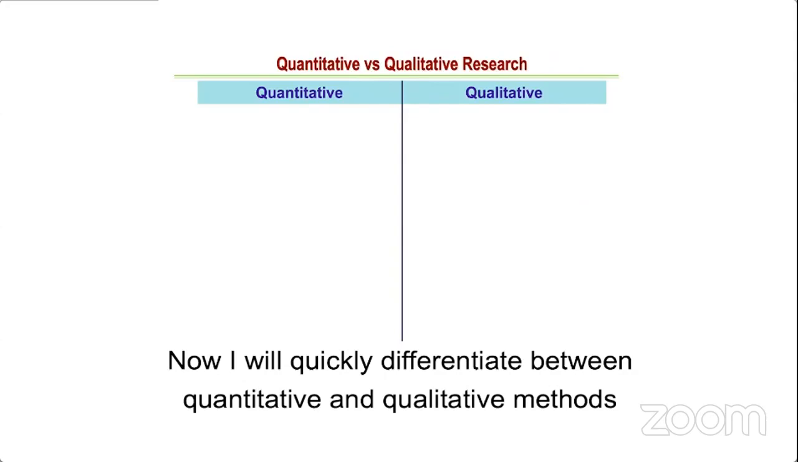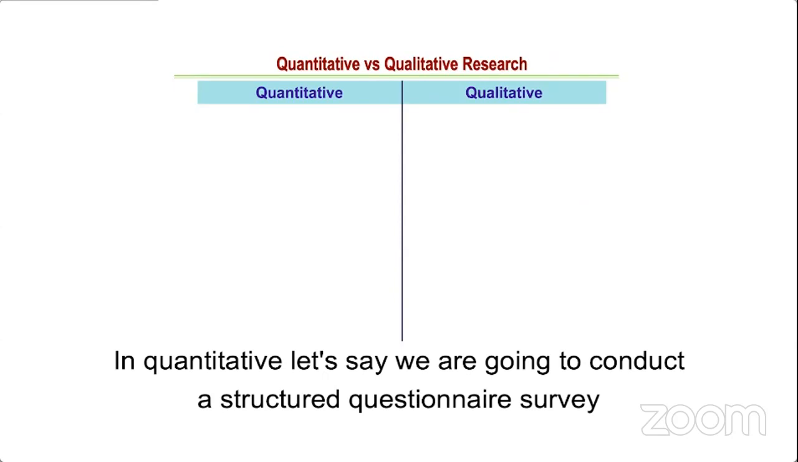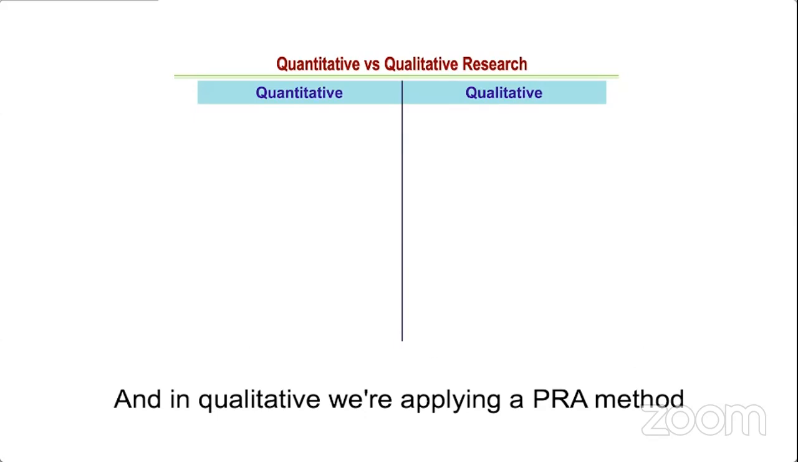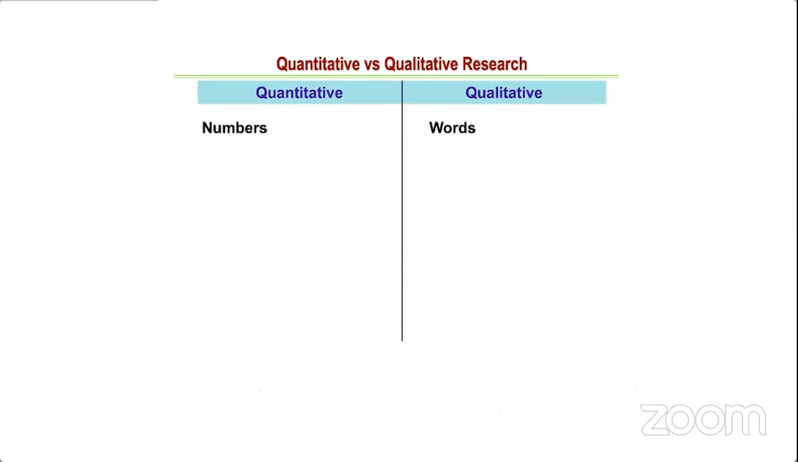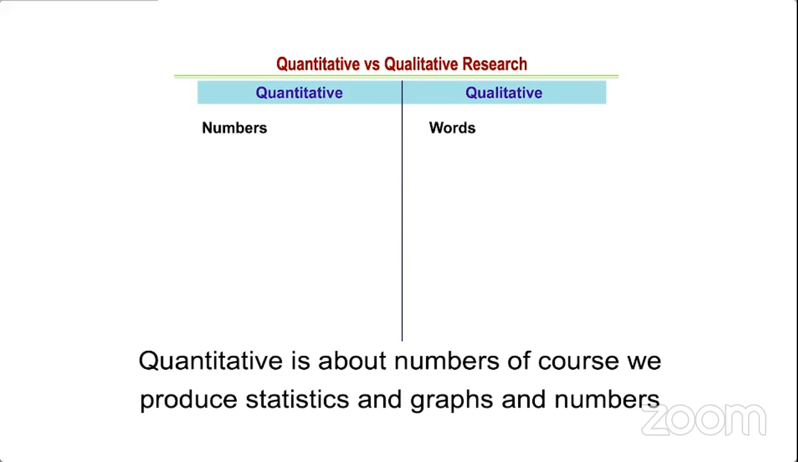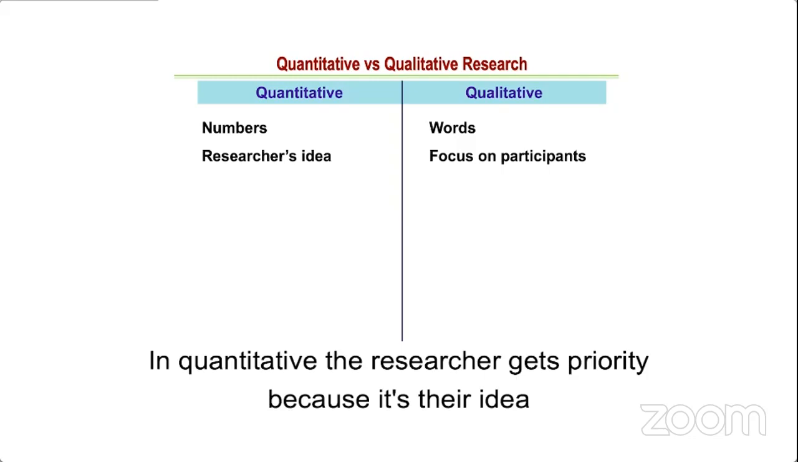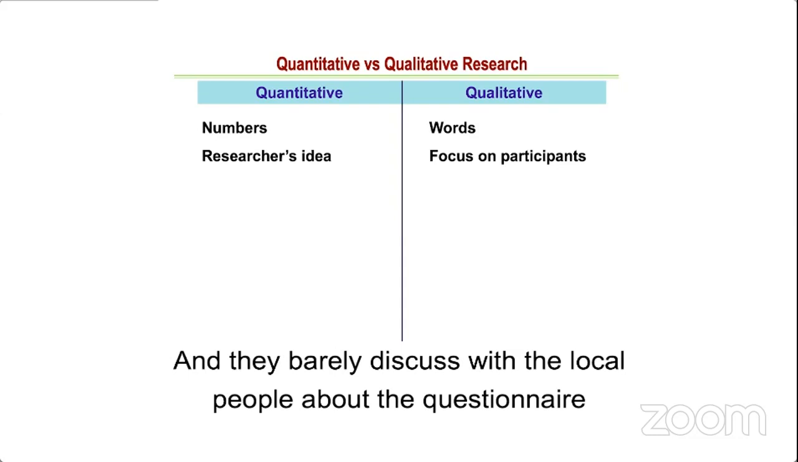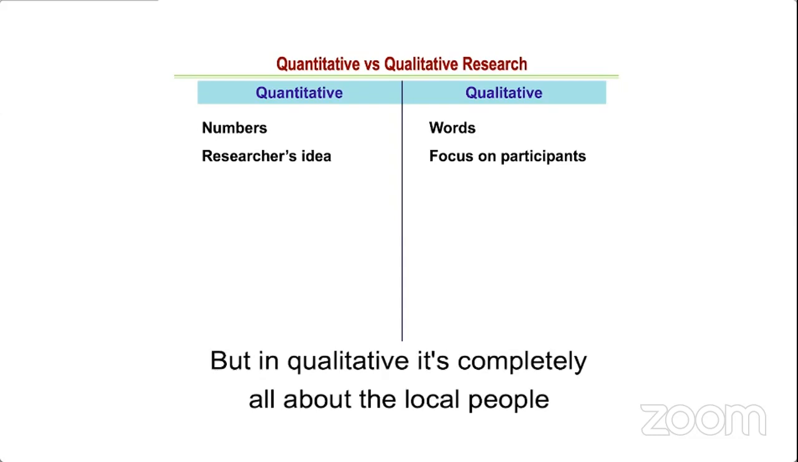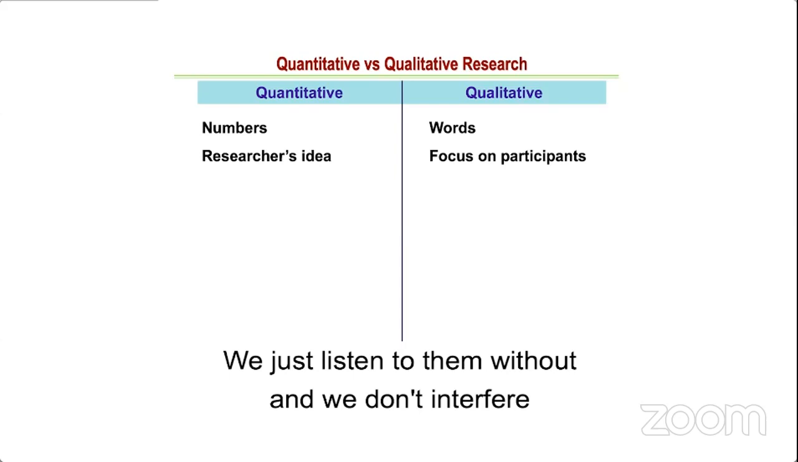Now, I will quickly differentiate between quantitative and qualitative methods. In quantitative, let's say we are going to conduct a structured questionnaire survey, and in qualitative, we are applying a PRA method. Quantitative is about numbers; of course, we produce statistics and graphs. Qualitative is about words. In quantitative, the researcher gets priority because it's their idea and they barely discuss the questionnaire with the local people. But in qualitative, it's completely all about the local people. We just listen to them and we don't interfere.